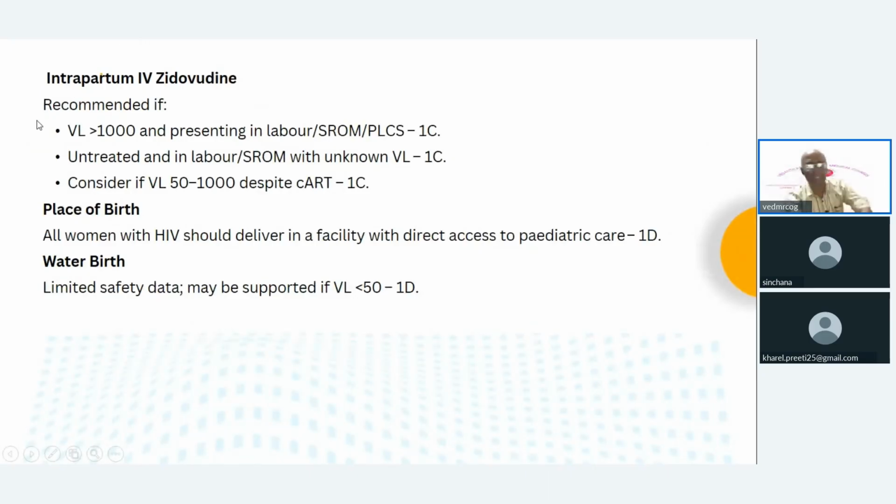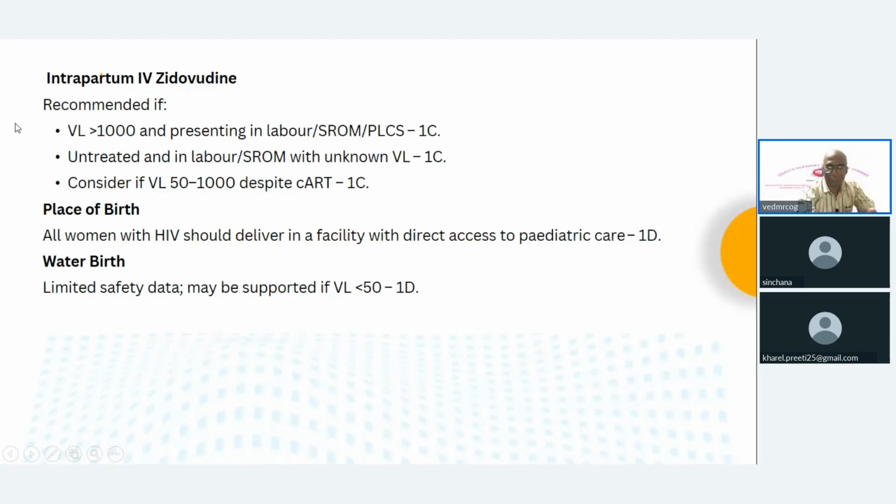Okay. Now intrapartum zidovudine. Which patients require this? Also you should know. Intrapartum IV zidovudine is recommended if viral load is more than 1000 and she is presenting in labor or SROM, or she is for planned cesarean section. So when your viral load is more than 1000 and she comes in labor or there is SROM, you will give intrapartum zidovudine. Okay. And we have also seen intrapartum zidovudine when it is given when she is not on cART.